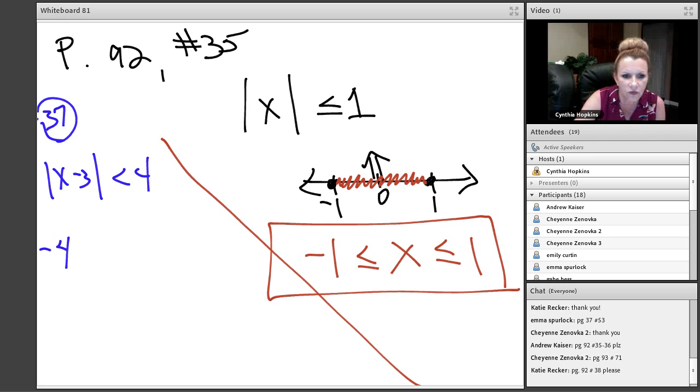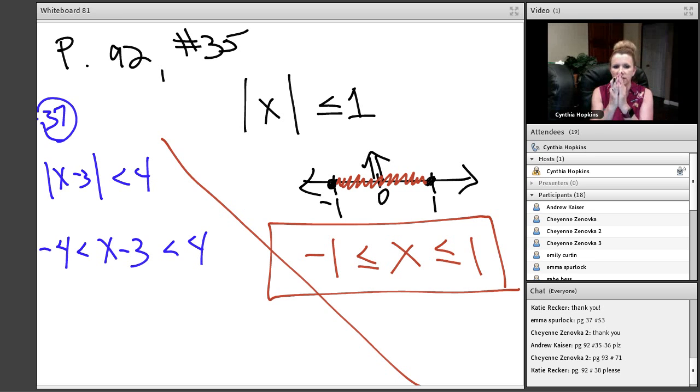I'm going to go negative 4 is less than. Now, instead of writing x like I had in the absolute value before, I'm going to write x minus 3 because that's what's in this absolute value problem. Then another less than, and then positive 4. Can you see that? If you live here, Mama's saying go less than 4 miles. So you can go to the right or to the left 4, so that's plus or minus 4, but you're going to go less than that.